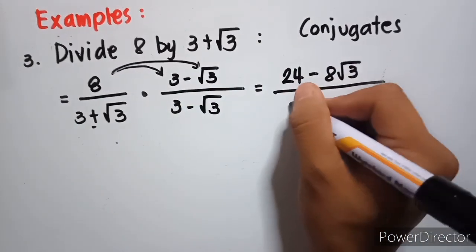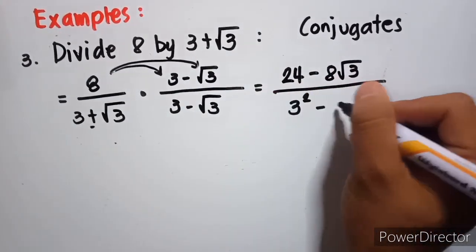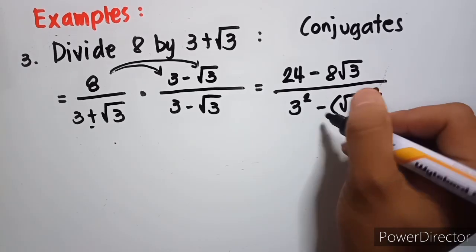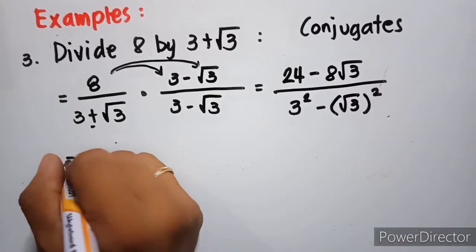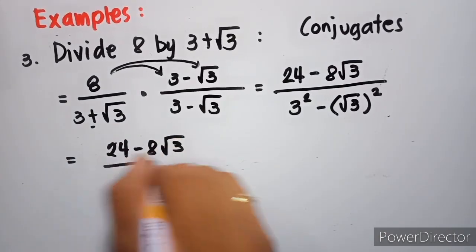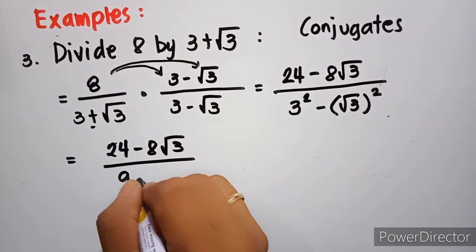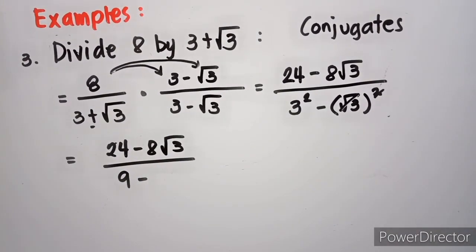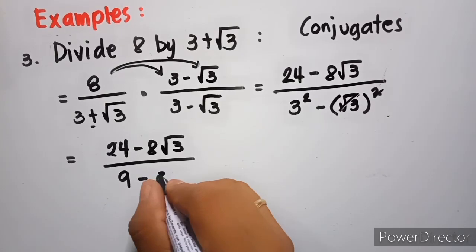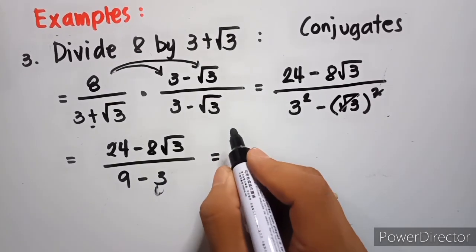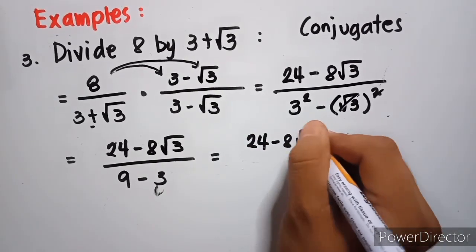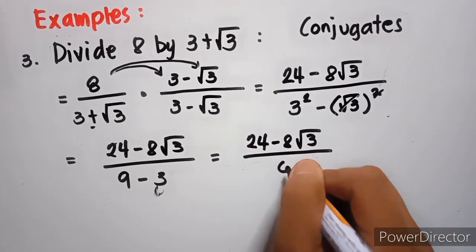So, we have first term, 3 squared, minus the second term, square root of 3 squared. Yun yung formula: first term squared, minus second term squared. So, that is equal to 24 minus 8 square root of 3 over, what is 3 squared? That is 9 minus 3. So, that is 6. So, this is equal to 24 minus 8 square root of 3 over 6.